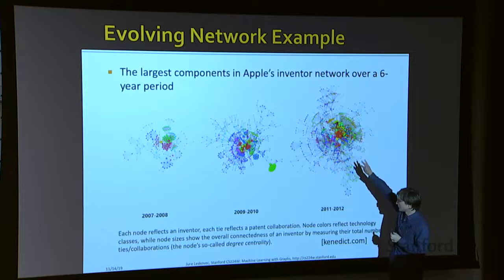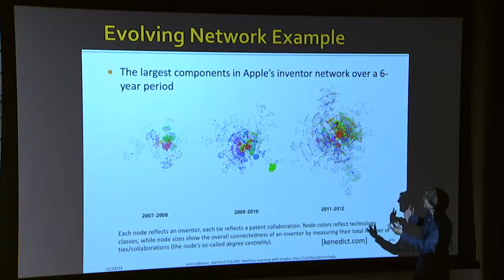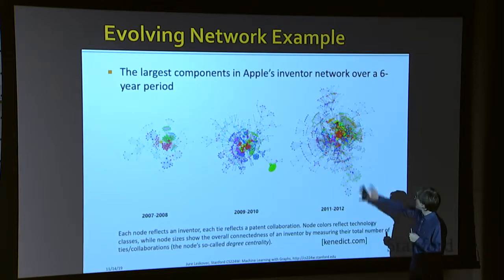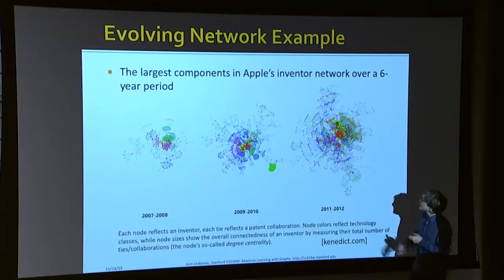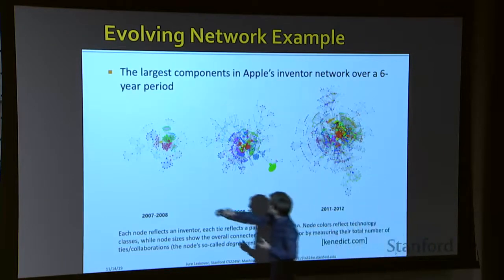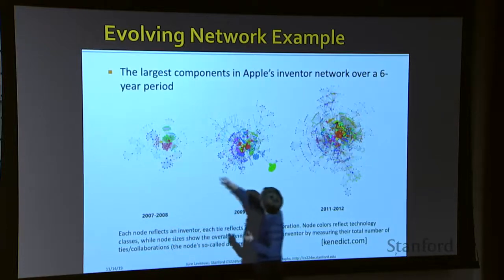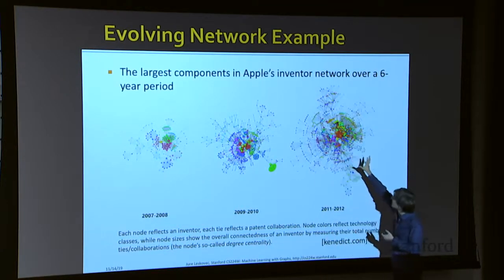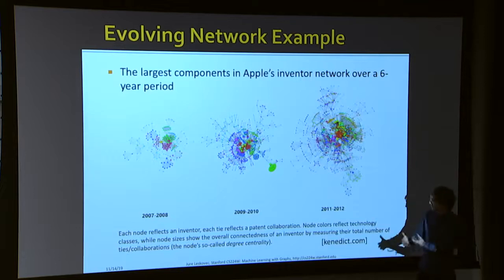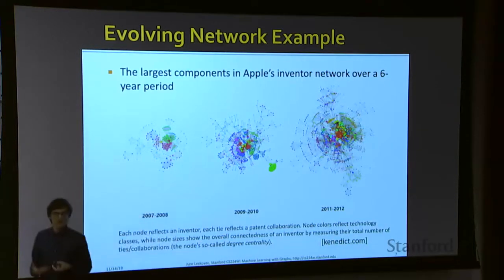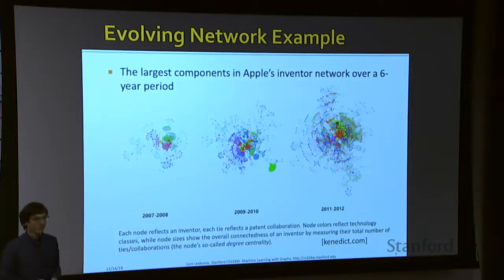And the size of the node measures their total number of collaborations or patents they have produced. And then colors mean different technology areas or classes. And again, it's very interesting here, the colors seem to be very clustered, but as time goes on, you can see that these colors are less clustered, so it means that these patents, these collaborations seem to be more interdisciplinary, at least at the Apple company as time goes on.